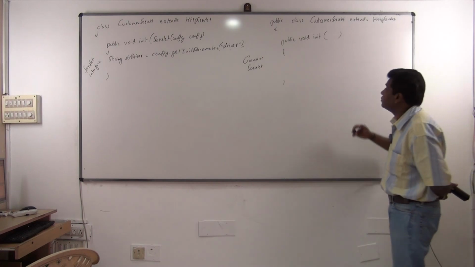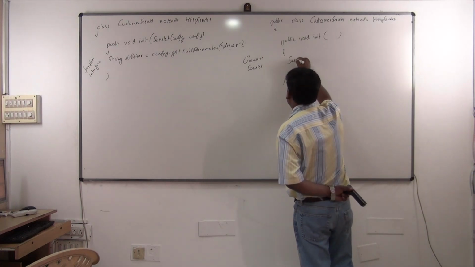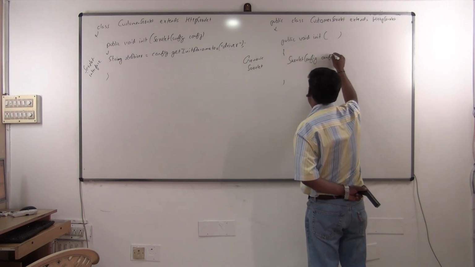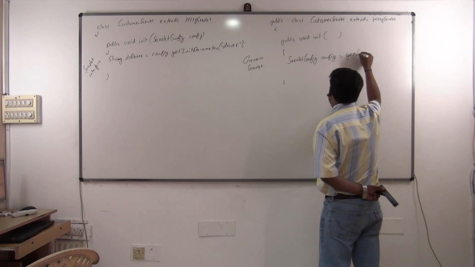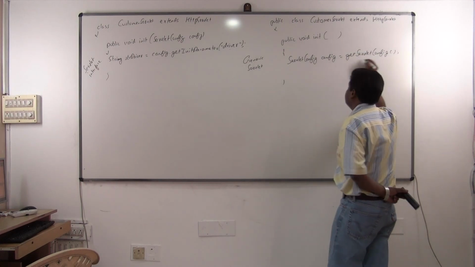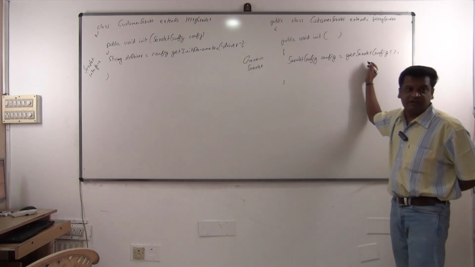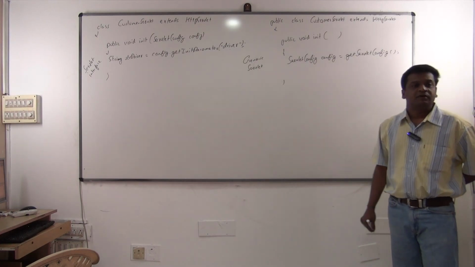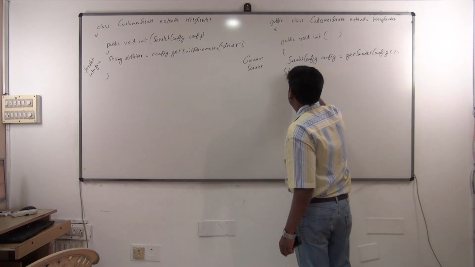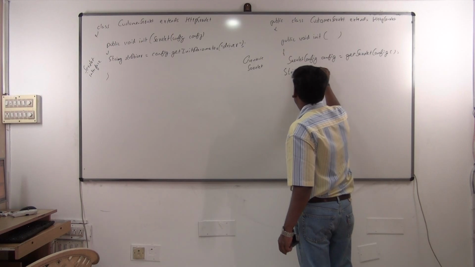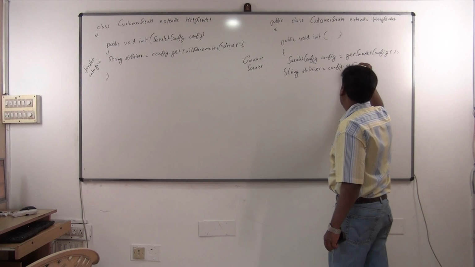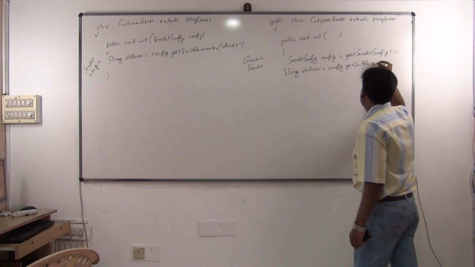Now how do you get the reference to the config object? See this carefully. ServletConfig config is equal to getServletConfig. This is a method you're calling. Once you call this method, the return type of that would be ServletConfig. Rest all remains the same. String driver is equal to config.getInitParameter. Rest all remains the same. There is no difference.